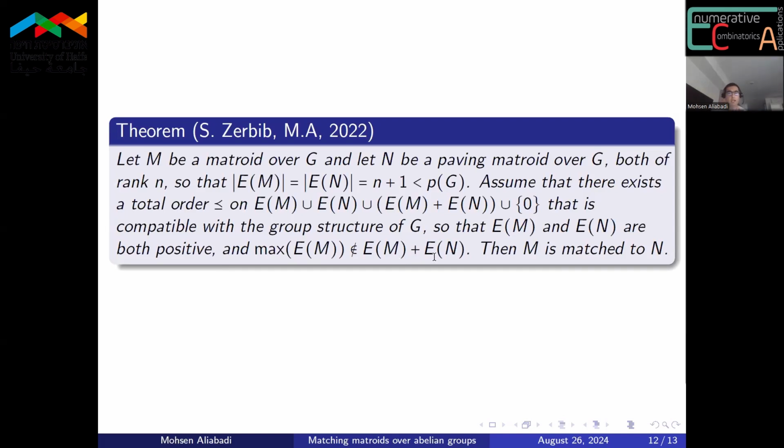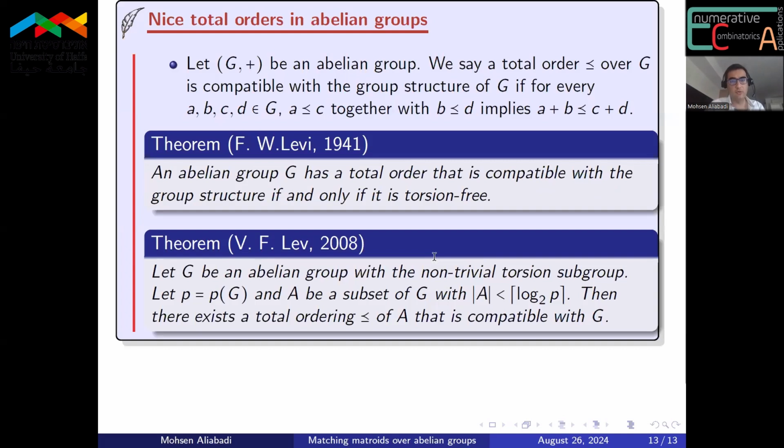But again, let's get back to this total ordering that is compatible with group structure. Let's assume we are dealing with an abelian group. We say a total order defined over the group is compatible with this structure if for every four elements A, B, C, D of our group, A is less than C together with B is less than D implies that A plus B is less than C plus D. The question here is in what situations we can guarantee such a nice total ordering.